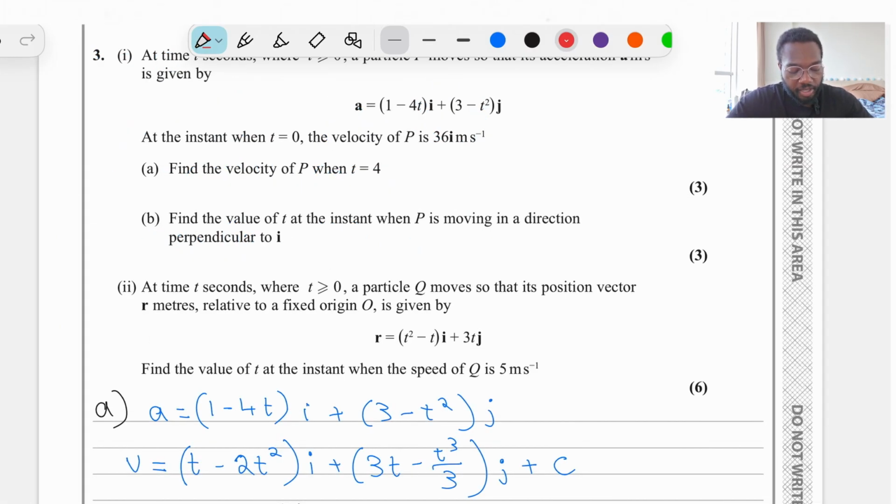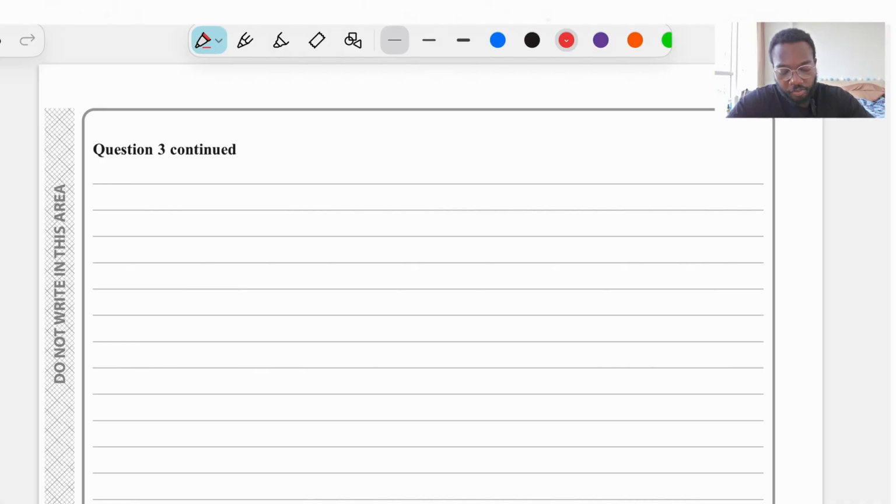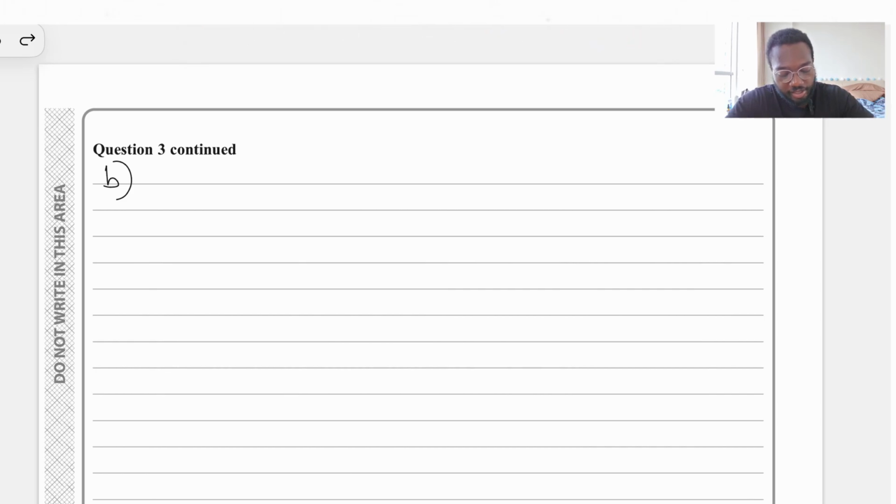So for part B, we need to find the value of t at the instant when P is moving in a direction perpendicular to i. If something is moving in a direction perpendicular to i, what does that mean? It must mean that it only has a j component. If we consider that this is the j direction, it's only moving in the j direction, so it's moving either this direction or this direction, right?